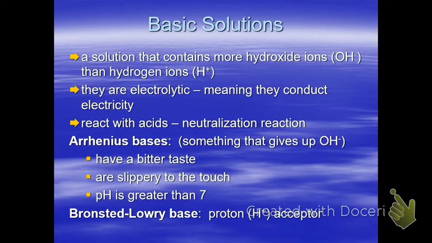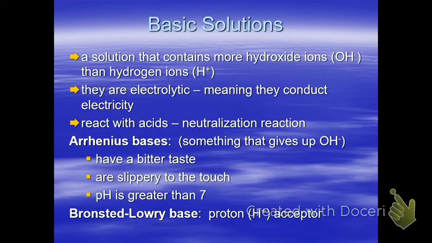And let's look at this new definition here that Bronsted and Lowry came up with. Bronsted and Lowry said that an acid is a proton donor, a compound that can give away its hydrogen ion. Then they said a Bronsted-Lowry base must be a proton acceptor.